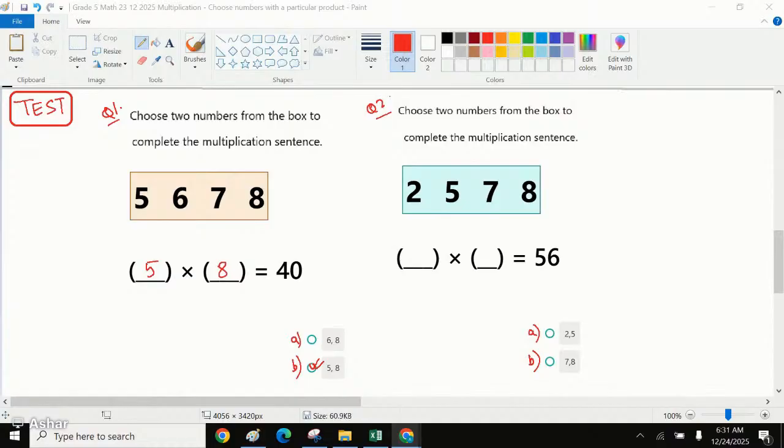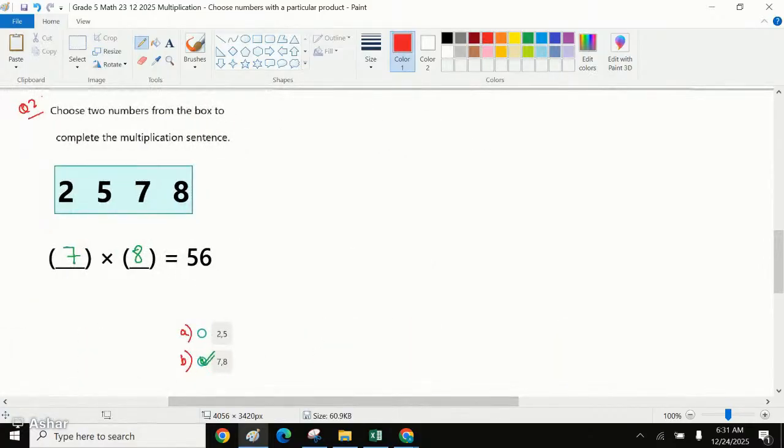Can you give me the answer? Option A or option B? The 4 options given to us are? Yes, thank you so much. We can say 7 and 8. That means 7 multiplied by 8 is 56. Great. Good work. Let's go to question number 3.